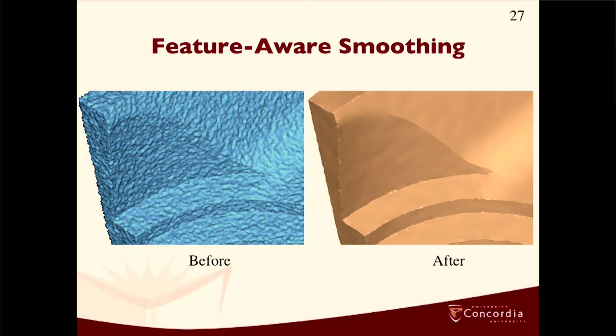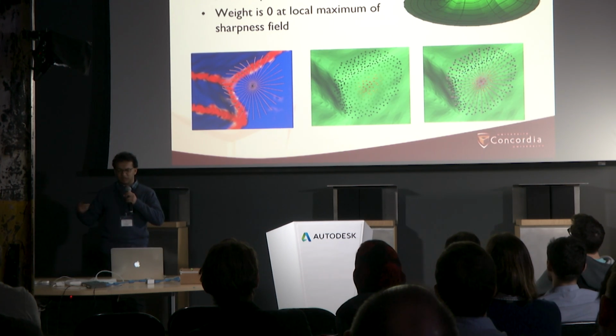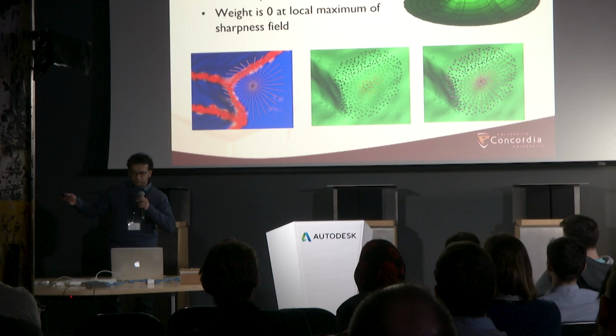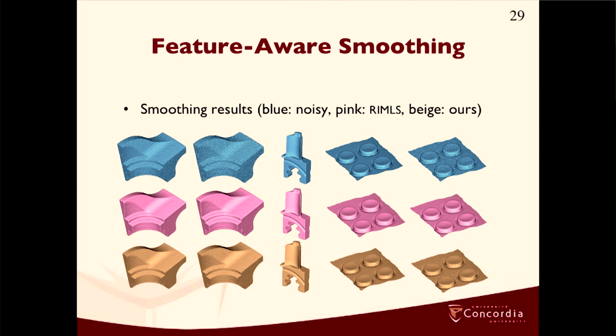And feature-aware smoothing. We can take a noisy point cloud like this and modify moving least squares smoothing in order to get sharper looking edges. The way we modify it, for those who are familiar with moving least squares smoothing, is we basically take the usual Gaussian kernel and make it anisotropic so that it stops at the sharp edge. And here are some more of our smoothing results. You'll see that these ones at the bottom, the edges kind of look like they're chiseled out of stone, really sharp.